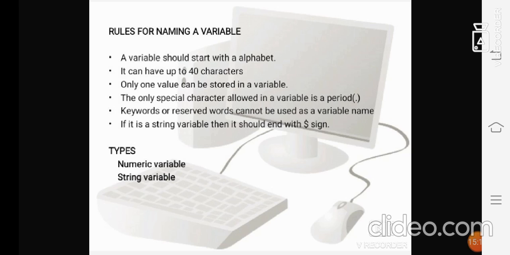But we have rules for naming a variable. There are 6 rules that we need to know for variables. The first one is a variable should start with an alphabet. Very important. Every variable should start with an alphabet first, and it can have up to 40 characters, and only one value can be stored in a variable. The only special character allowed in a variable name is a period.